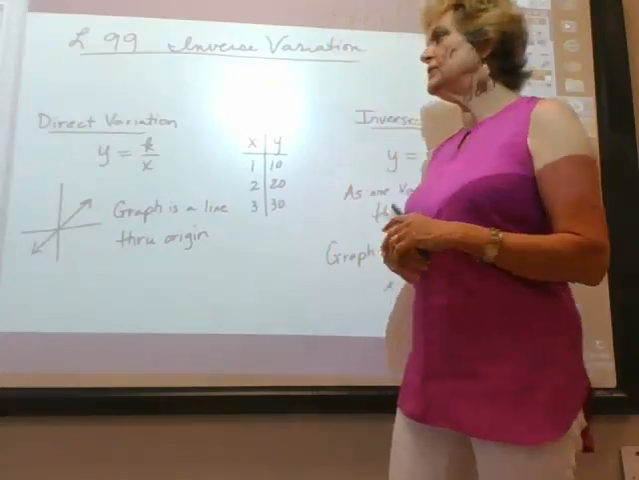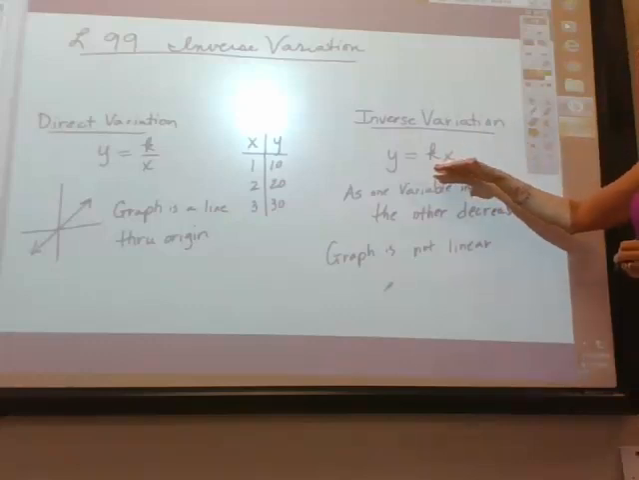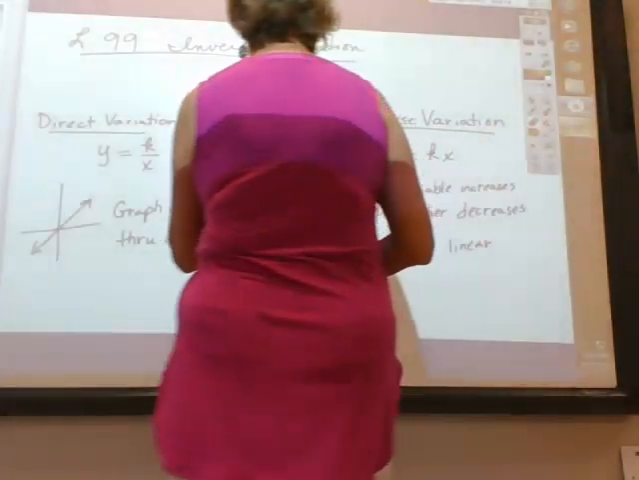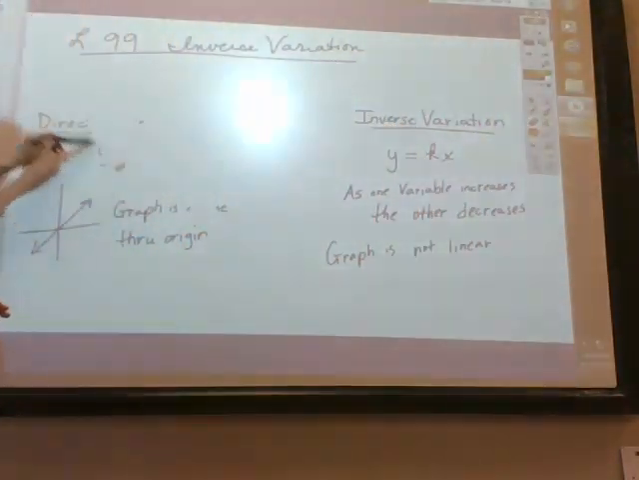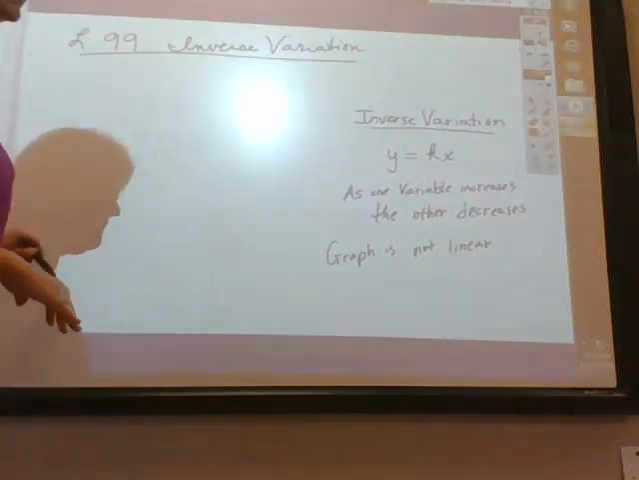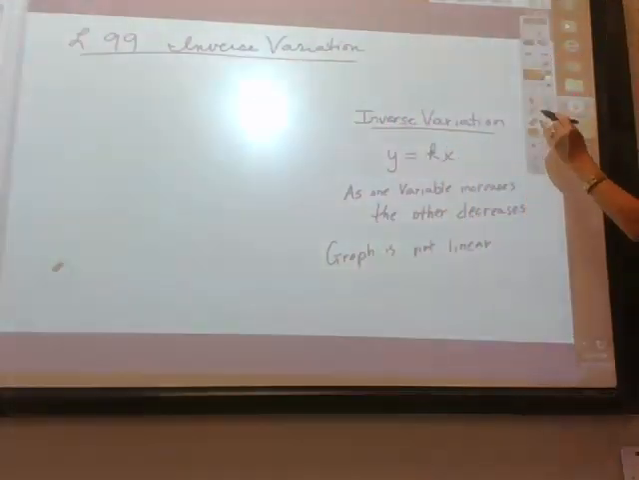Well, today we're going to talk about inverse variation, where y equals k over x. And in this situation, as one variable increases, the other decreases. So this will not be a linear function. The graph won't be a line, and it won't go through 0, 0.